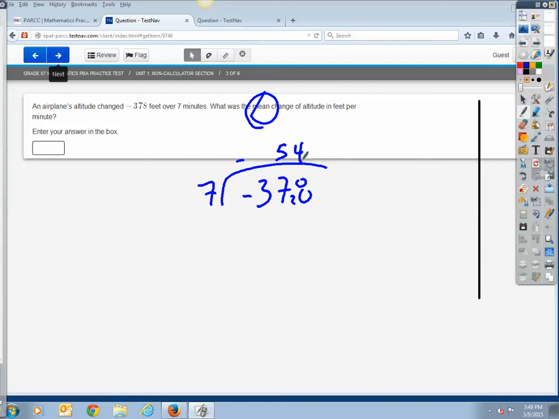And what does that mean? That means for every minute, the plane will descend 54 feet. And I need to have that negative. Alright, moving on.